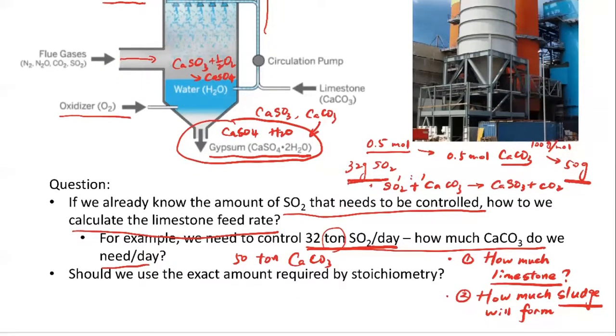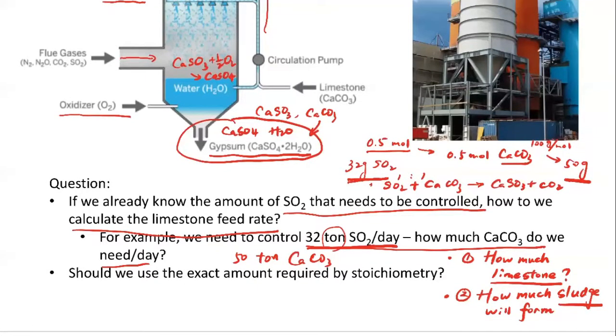So these are the two general questions, and we can use a similar idea to understand what is happening here. Let's say right now we assume that 32 tons of the sulfur dioxide is being neutralized. What that means is that we need to provide 50 tons of the calcium carbonate into the system. But unluckily, the limestone is not purely composed of calcium carbonate. There's always some impurities in the limestone, so there is going to be a little bit more complexity in here.